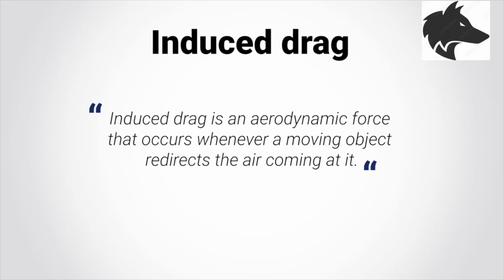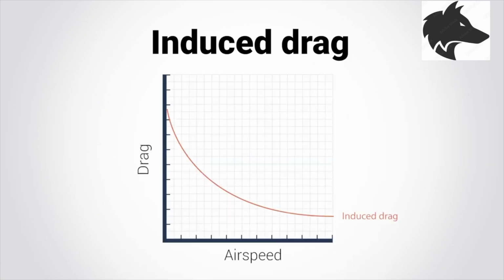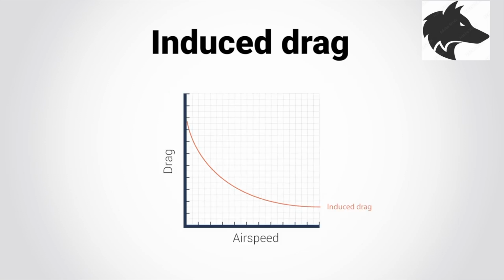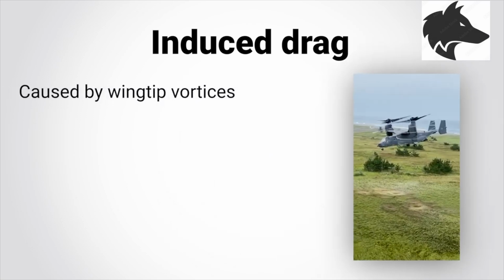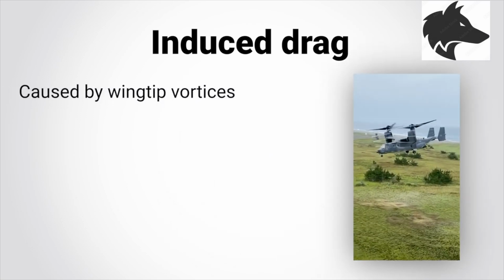Induced drag is an aerodynamic force that occurs whenever a moving object redirects the air coming at it. Induced drag increases as angle of attack is increased and vice versa. It's inversely proportional to the square of the airspeed. If speed is decreased by half, induced drag increases by 4. It's a major contributor to performance issues in a hover. Induced drag is caused mainly by wingtip vortices.